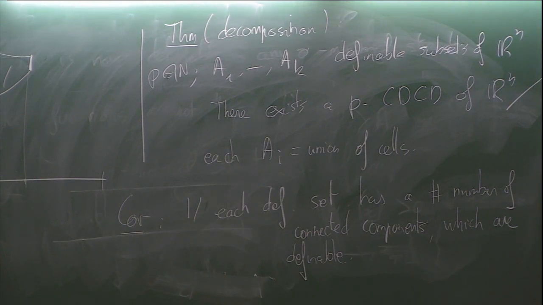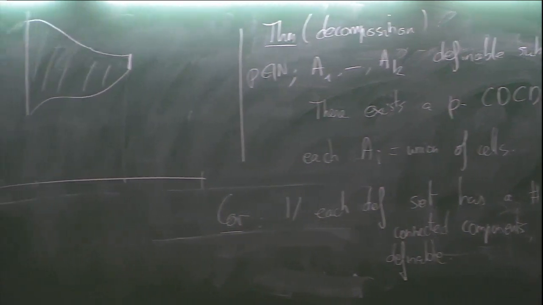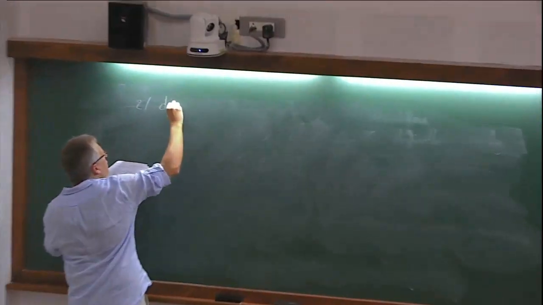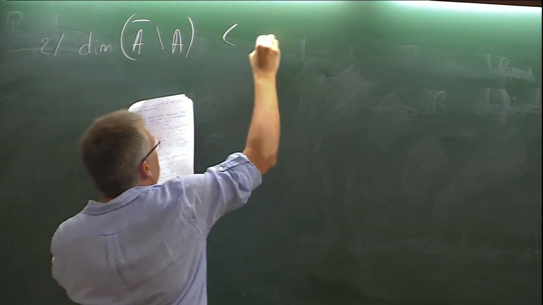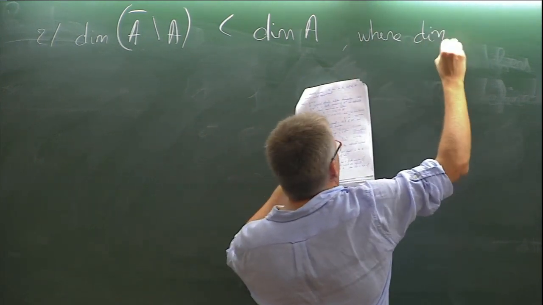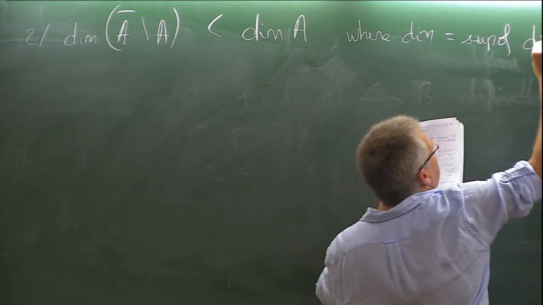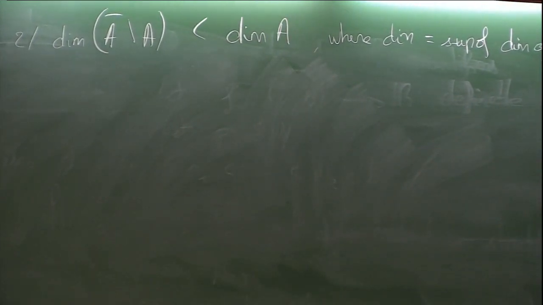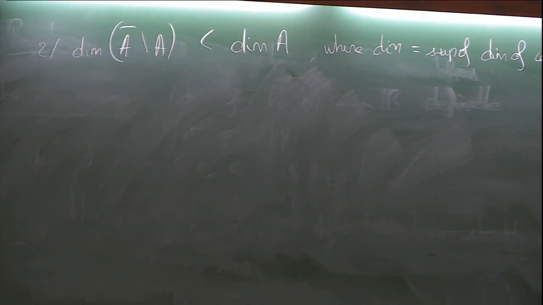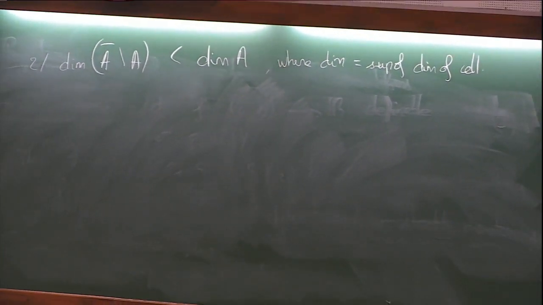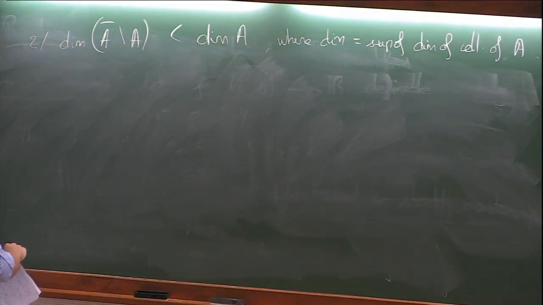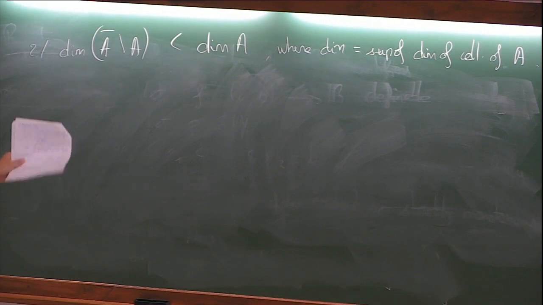Second is that you have the crucial property that the dimension of A bar minus A, for A definable, is strictly smaller than the dimension of A. And here you have a nice notion of dimension, where the dimension is the sup of the dimension of cells. So of course, there are many ways of getting such decompositions. There is not a unique one. But you can prove that this notion of dimension, the sup of dimension of cells, is well defined. So already we have this tameness property.